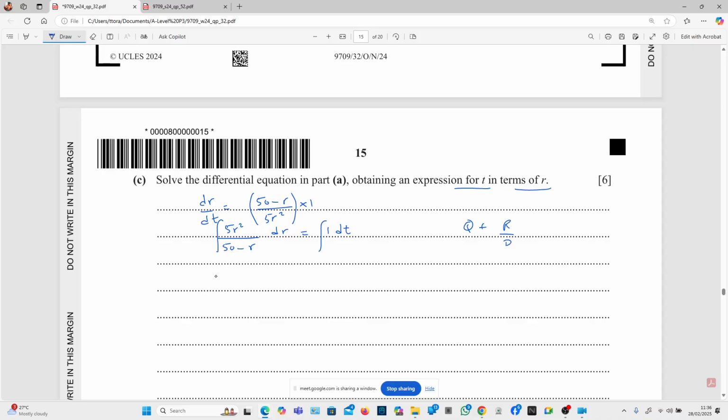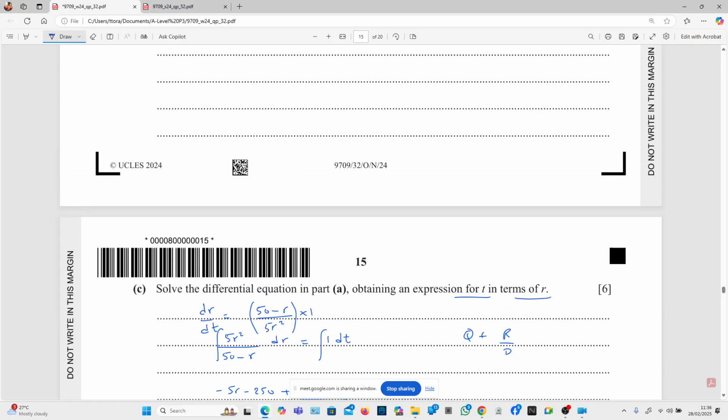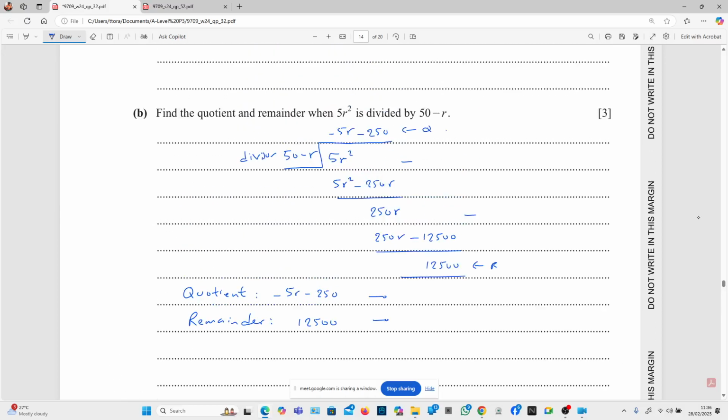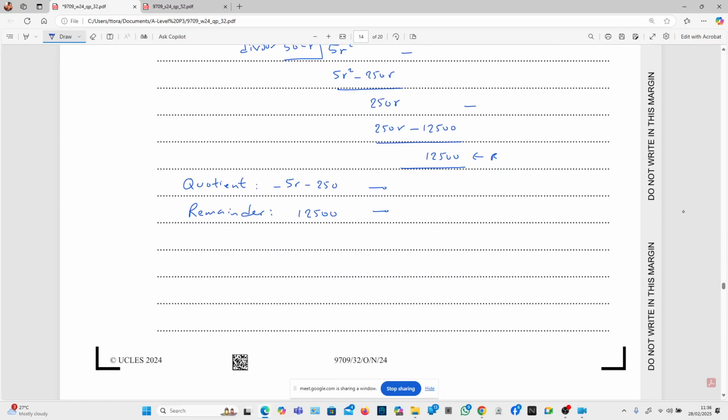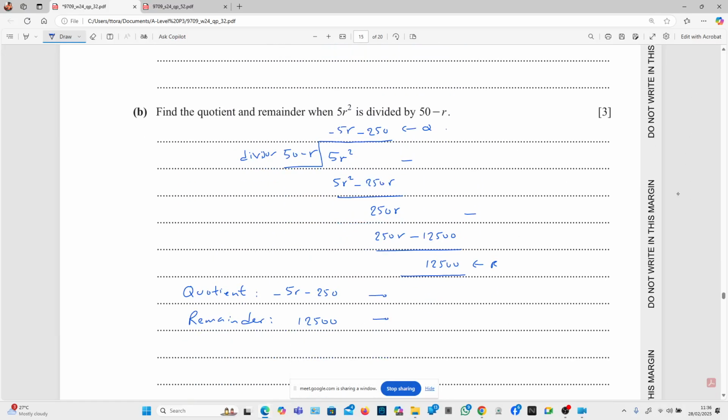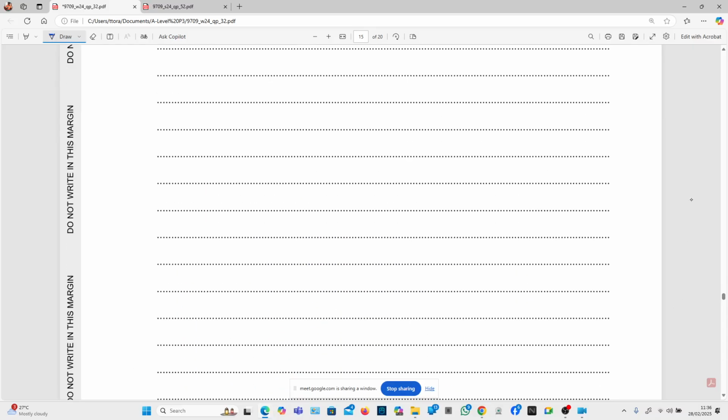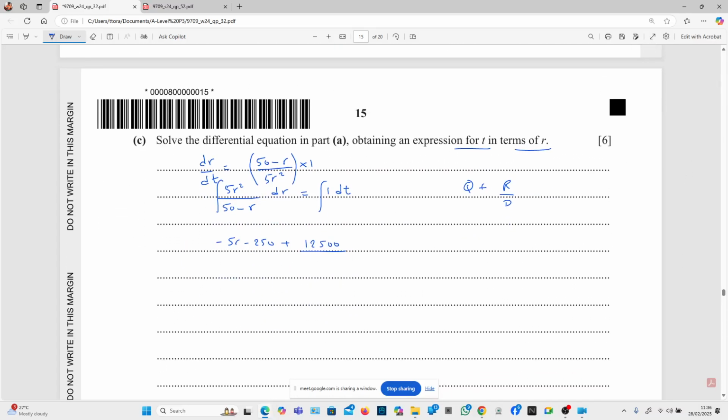So this is the left-hand side. The quotient was minus 5r minus 250, so we're going to add on to the remainder. The remainder was 12,500, and then divide by our divisor. The divisor was 50 minus r. So here we are. So I'm going to take 50 minus r.